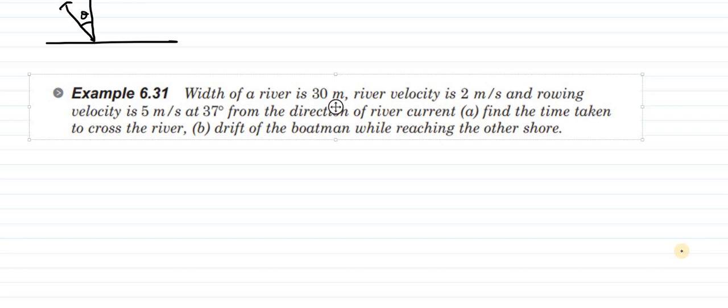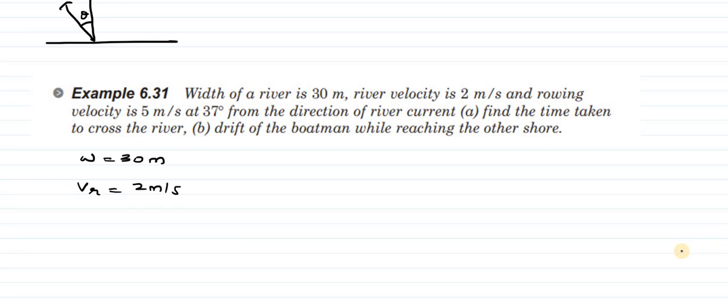Okay, width of the river is what? 30 meter. Next, river velocity is what? River velocity, VR is 2 meter per second. And rowing velocity is what? That is velocity of boat with respect to river is 5 meter per second. Correct? Now, at 37 degree from the direction of the river current. This is very important. That's what I told you.